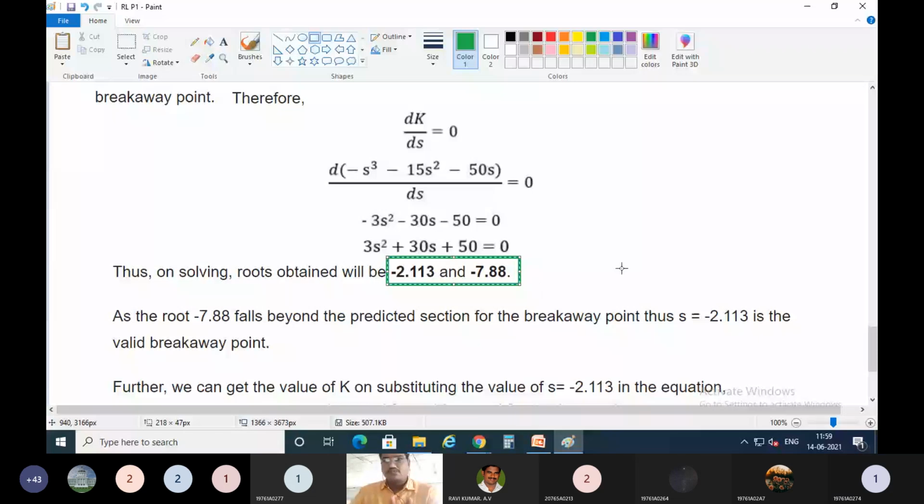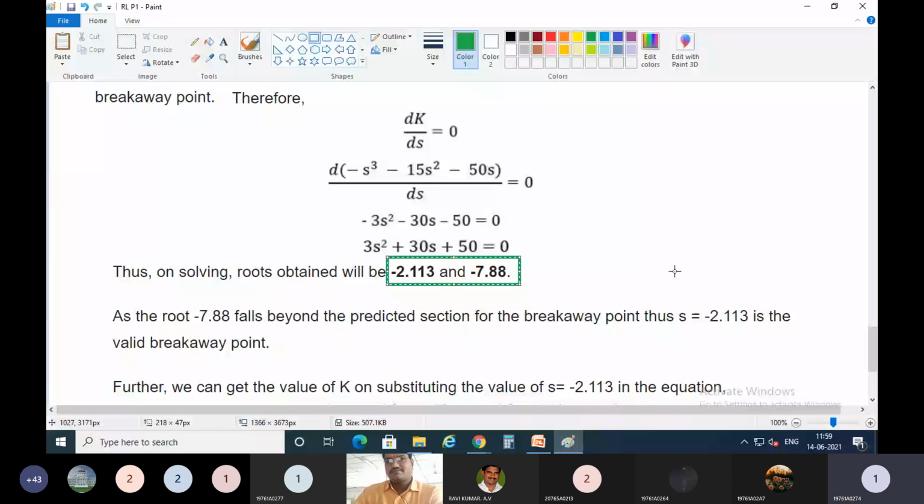So two roots you are getting, which one is valid root and which one is invalid root? That is very, very important calculation. Which one is valid and which one is invalid? So that is very, very important. Yeah. So next step.